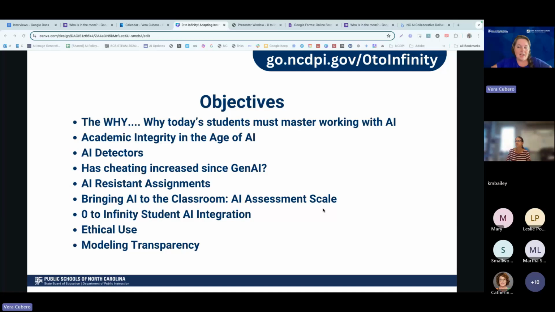And we're going to look at the AI assessment scale that I've created that's in the North Carolina guidelines. And we'll do some practice and work with that. And we'll talk about ethical use and modeling transparency as well.